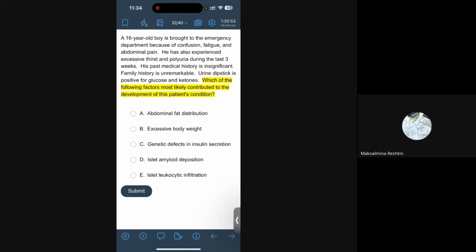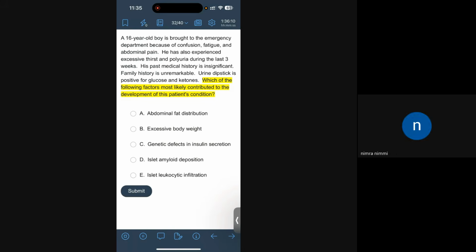A 16-year-old boy with confusion, fatigue, abdominal pain, experienced thirst, polyuria, polydipsia. Family history is unremarkable. Urine dipstick is positive for glucose and ketones. What is the diagnosis here?